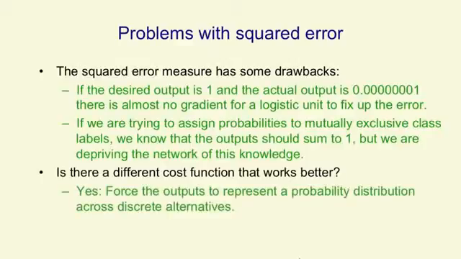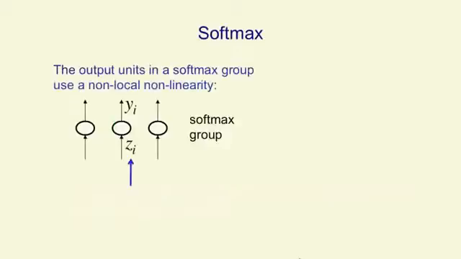The answer, of course, is that there is. What we need to do is force the outputs of the neural net to represent a probability distribution across discrete alternatives, if that's what we plan to use them for. The way we do this is by using something called a softmax. It's a kind of soft continuous version of the maximum function.